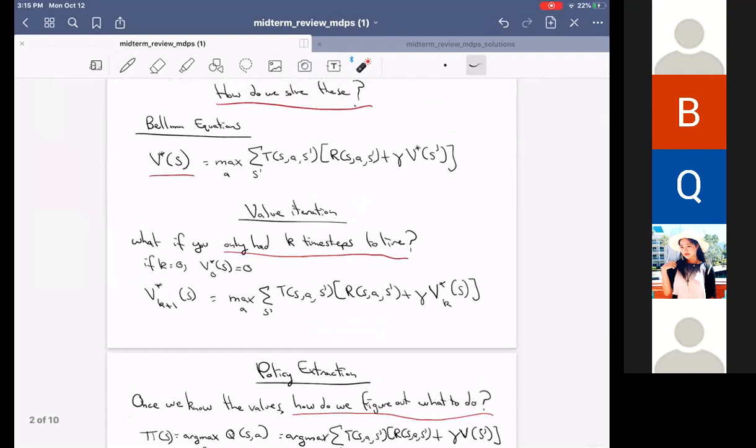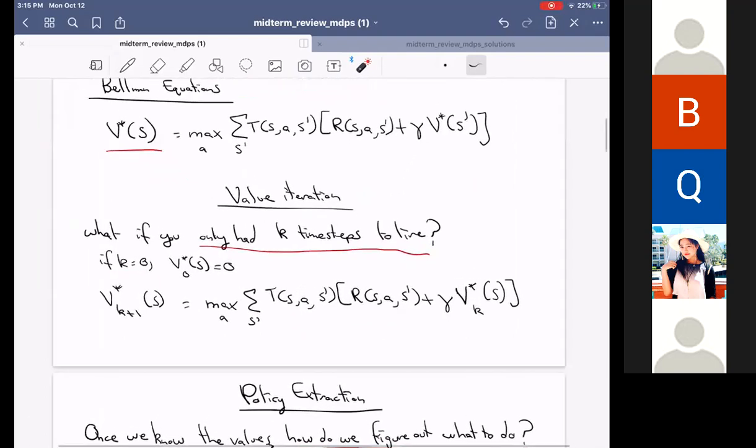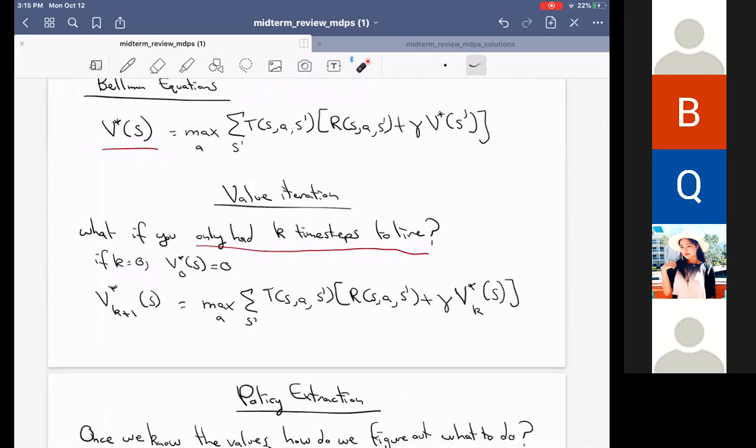Okay, so this brings us to our first strategy for solving MDPs, and that is value iteration. With value iteration, the key question that we're asking is, what if you only had k time steps to live? If k was 0, then you only have 0 time steps to live. Then for every state, the optimal value is just 0, because you really can't do anything. You can't gain any value. Then we say, okay, the value when you have k plus 1 time steps left is just the value of you taking one action and then acting as if you have k time steps left. That's the big idea with value iteration.